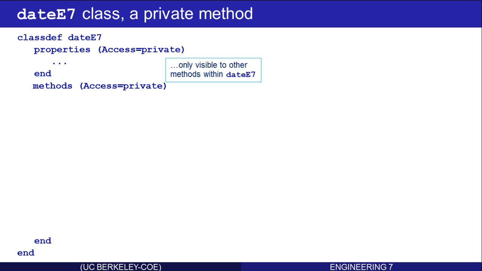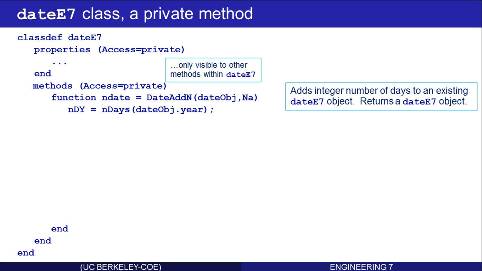And in here, we're going to add a new method. The method is called dateAddN, which has as its input arguments a dateE7 object and an integer. The purpose is to add that integer nA to dateObj and return a new date, which is the given number of days nA beyond the first input argument dateObj.